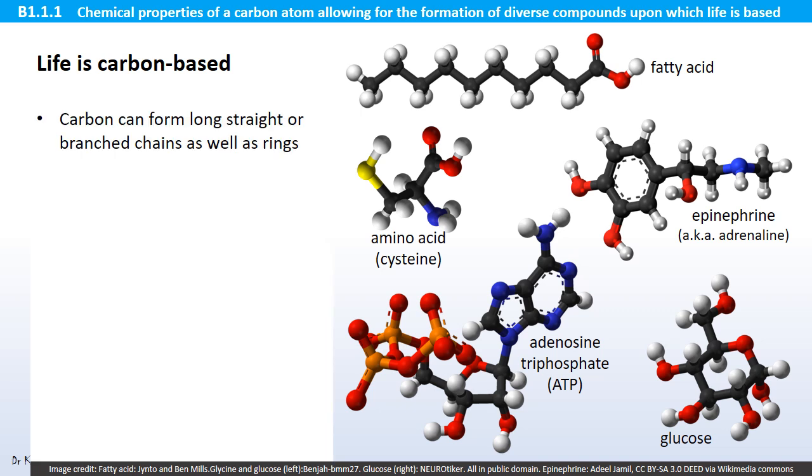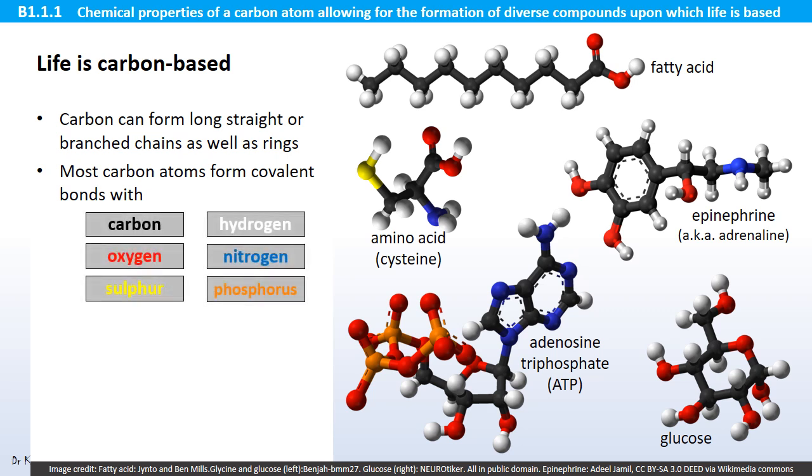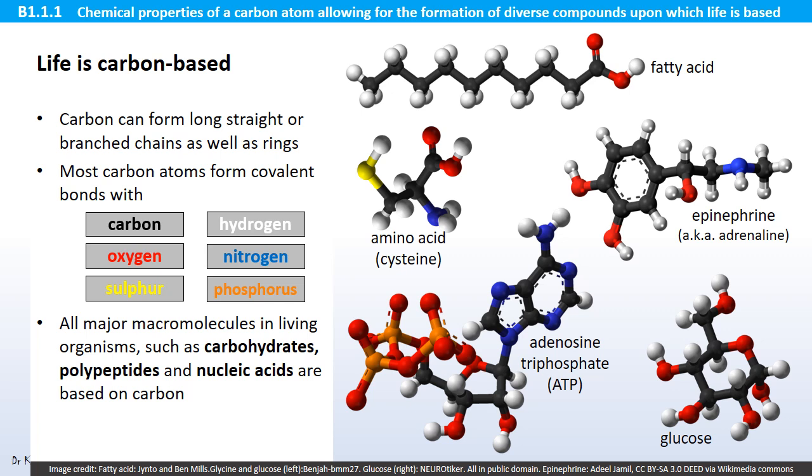Carbon can form long straight or branched chains as well as rings. Most carbon atoms form covalent bonds with carbon, hydrogen, oxygen, nitrogen, sulfur, or phosphorus. And do pay attention to the colors, because carbon is usually depicted as black, hydrogen as white, oxygen red, nitrogen blue, sulfur yellow, and phosphorus orange. All major macromolecules in living organisms, such as carbohydrates, polypeptides, and nucleic acids, are based on carbon. The examples shown here are relatively small carbon compounds.